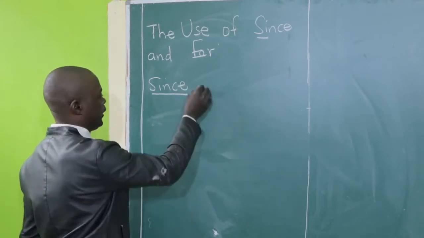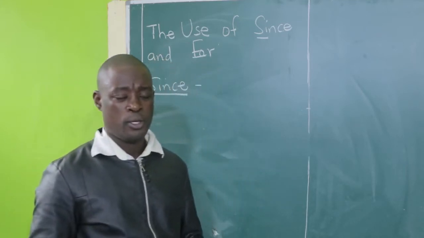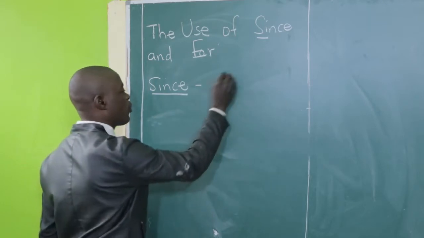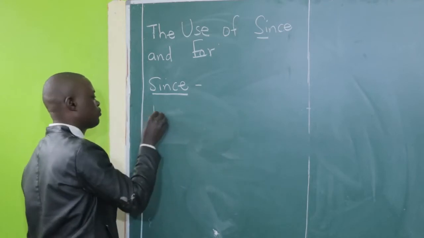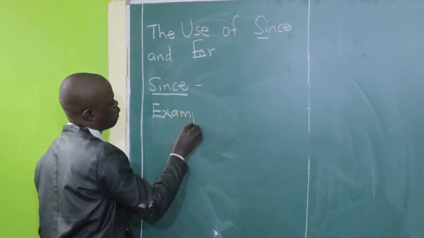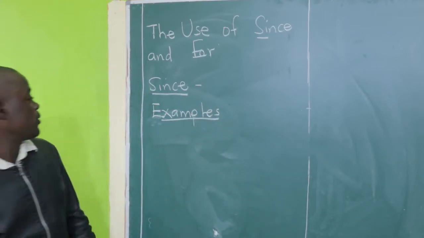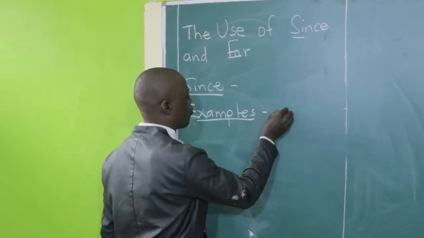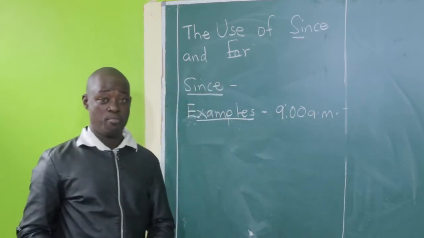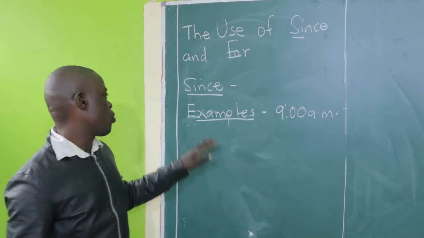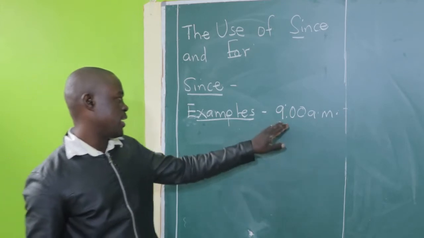Since is used to stipulate the point of time an action begins. Since is used to imply when an action begins, a point of time when an action begins. We're going to have examples of points of time when since is being used. For instance, 9 a.m. is a point of time, so one can easily tell you, I've been here since 9 a.m.